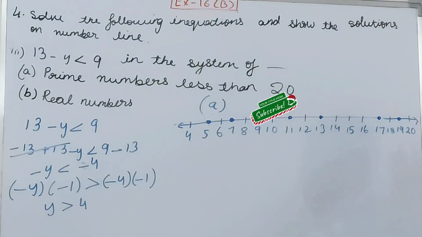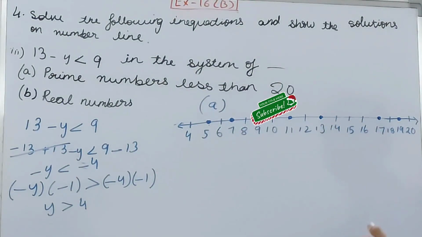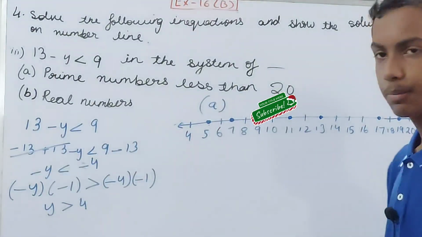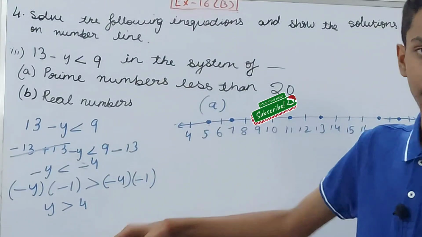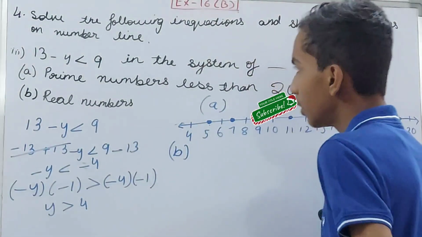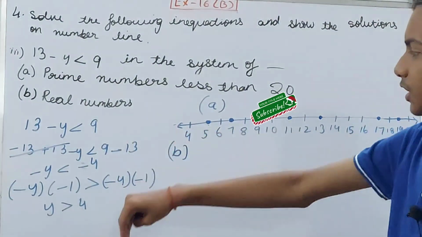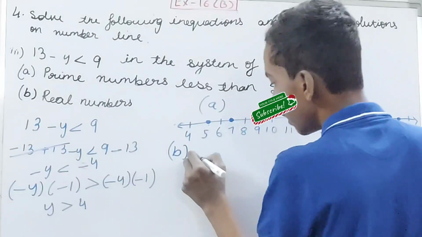And 20 we are not taking it only, right? So you can see I have made dots at 5, 7, 11, 13, 17 and 19. All these numbers are prime numbers less than 20 and, according to the solution, greater than 4. Now B is what? Real numbers. So real numbers means the value of y has to be greater than 4.